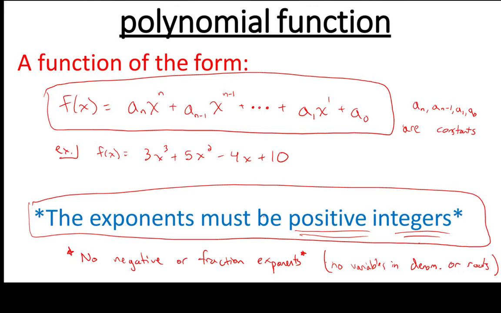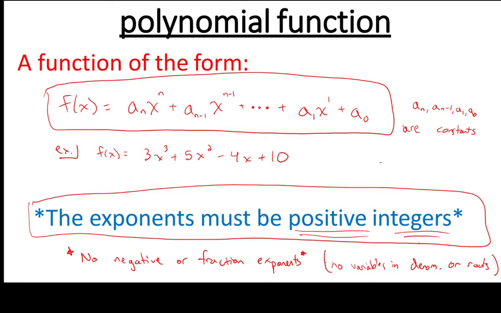So we can't have like the square root of x. That would not be a polynomial. Or we can't have the cube root of x or the fifth root of x squared. Those would not be polynomials. Because denominator variables give us negative exponents, and variables inside of roots give us fraction exponents. So these are just restating the same thing. That's how we come up with these exponents. So our exponents must be positive integers.